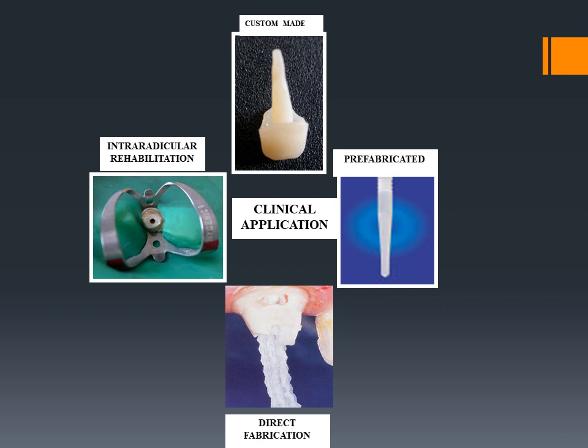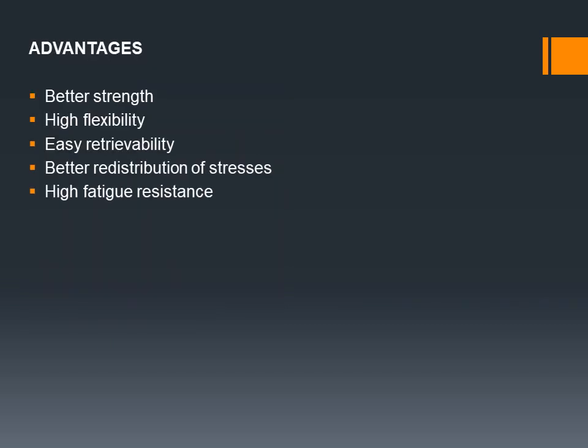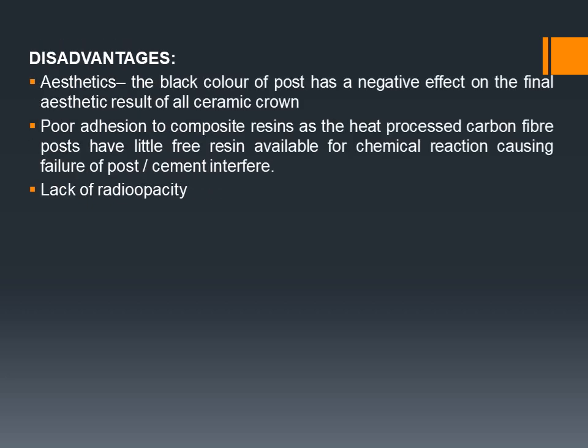And these are also custom made posts, mainly made up of 64% carbon. The advantages they have: the clinical procedure is less chairside time consuming, they are strong but have low stiffness, and they are stronger than ceramic and metal posts. They are easily retrievable, so less chairside time, the modulus of elasticity is similar to dentin, and they are biocompatible and good. So what are the disadvantages of this carbon fiber post?